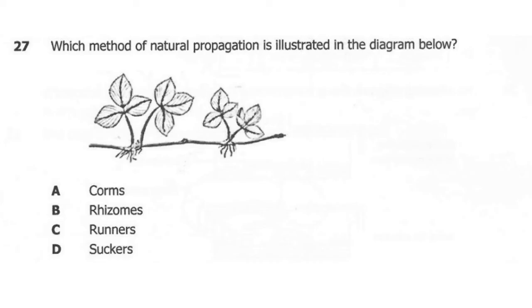Question 27. Which method of natural propagation is illustrated in the diagram below? A. Corms. B. Rhizomes. C. Runners. D. Suckers. What's the correct answer? Is it A, B, C, or D?